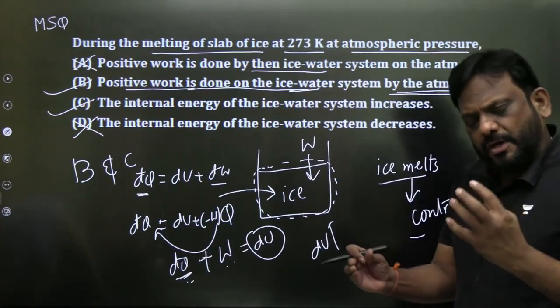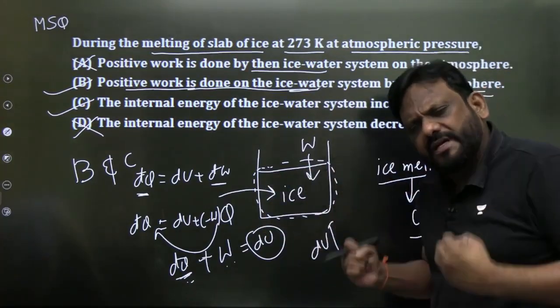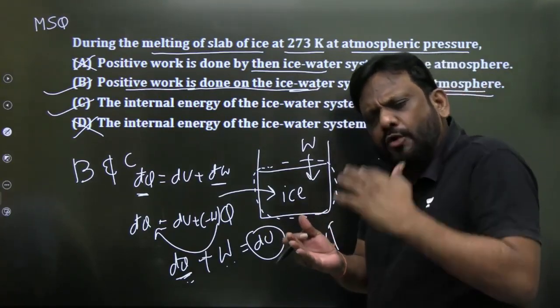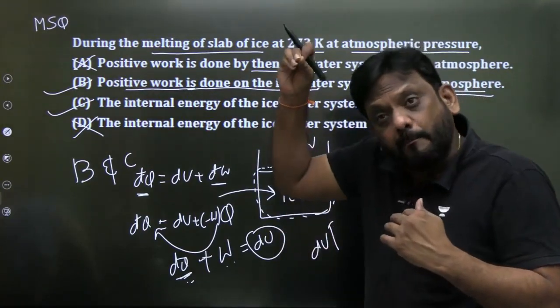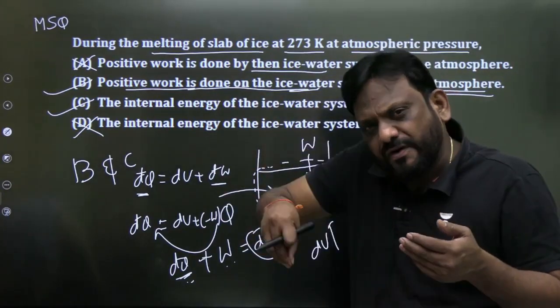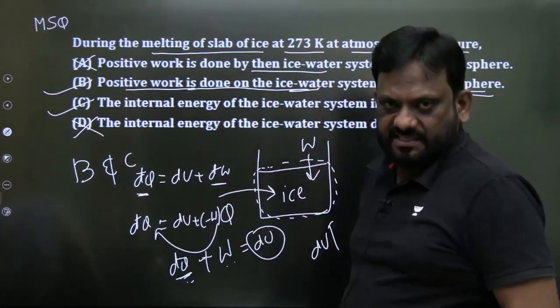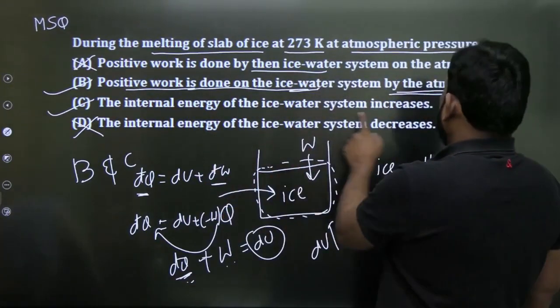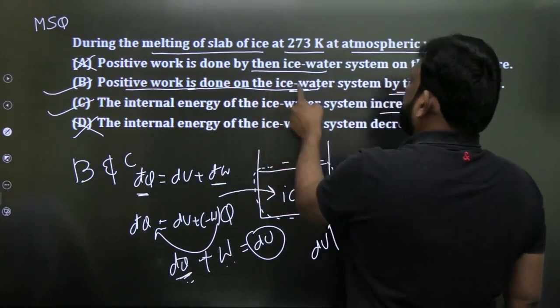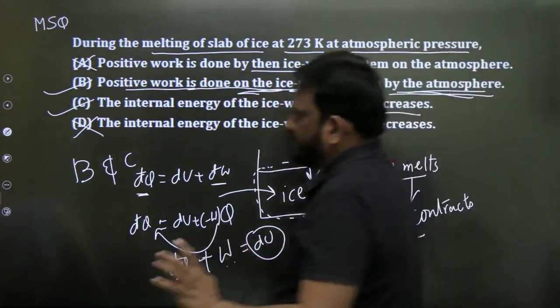Hope you have understood. Because when ice melts, it absorbs heat. When ice melts, the volume decreases. So when the volume decreases, it means work is done by the atmosphere on the system, on the ice. Therefore, energy is transferred in the form of work to the system. Both are added to the system, so its internal energy increases. So the internal energy increases and positive work is done on the ice by atmosphere. This is correct. Next question.